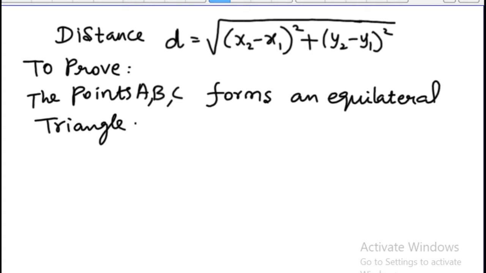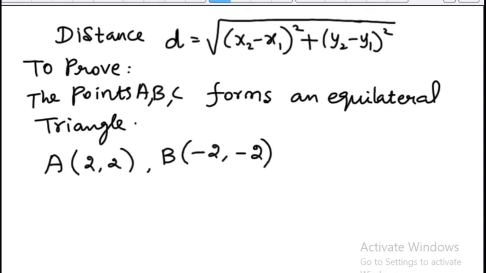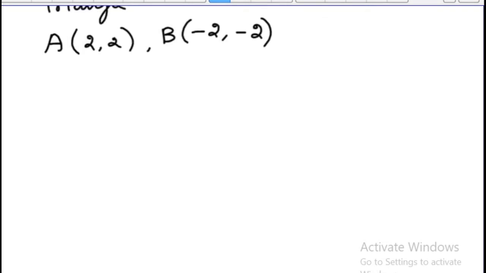Okay, so what is that? AB. First, AB. A point is (2, 2) and B point is (-2, -2). Therefore AB is equal to, you can take it as x1, y1, x2 and y2.